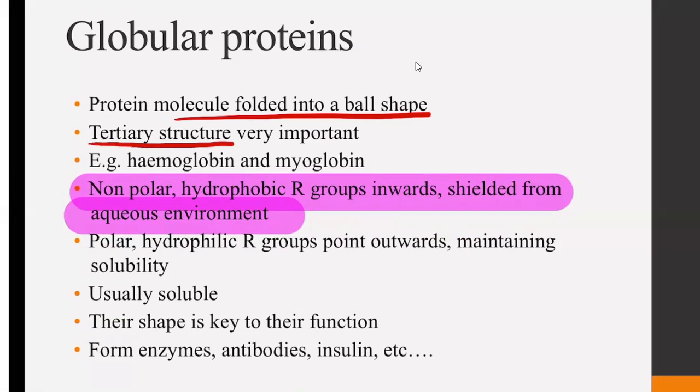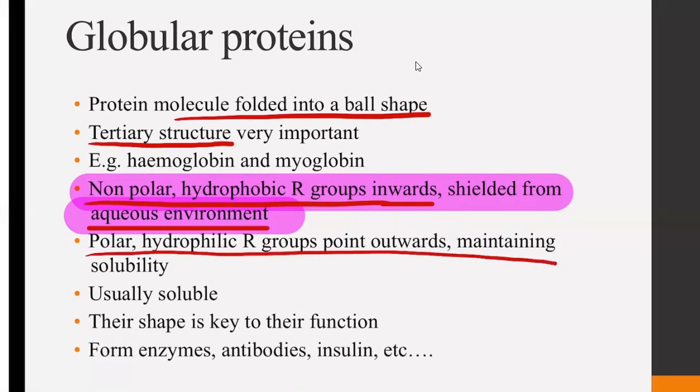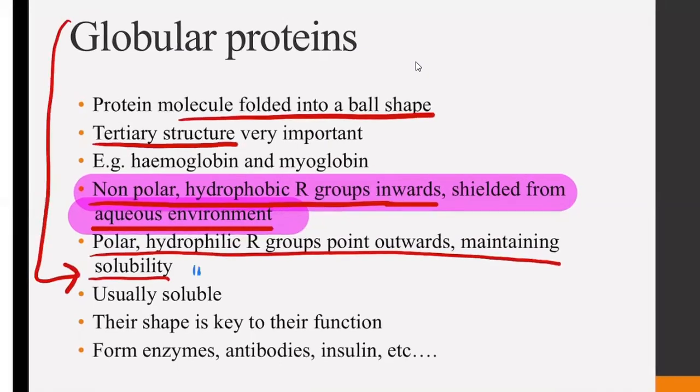Third thing which should come in your mind should be that the non-polar, hydrophobic groups will be pointing inwards in this protein, shielded from the aqueous environment. The polar hydrophilic R groups will be pointing outwards so that they face the aqueous environment, maintaining the solubility. So this means globular proteins should be soluble in water. They are soluble in water, so this is an understood thing. And just by using this word globular, many points should come into your mind. Soluble, done.